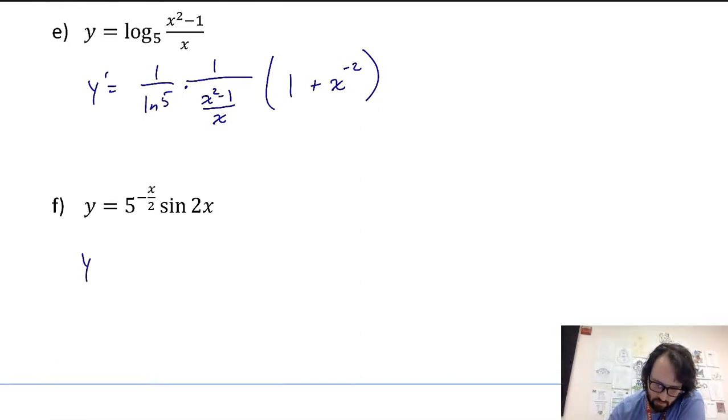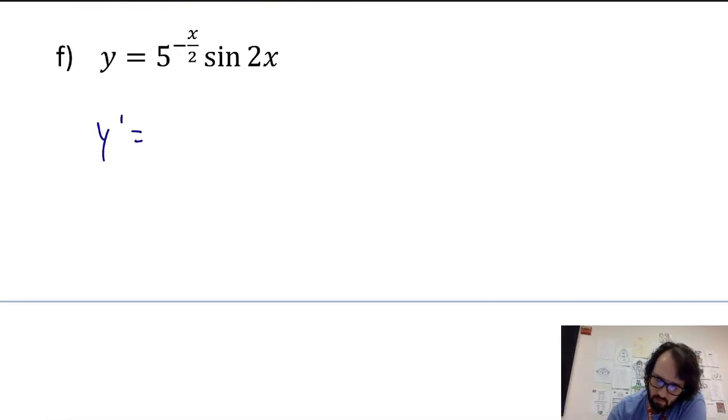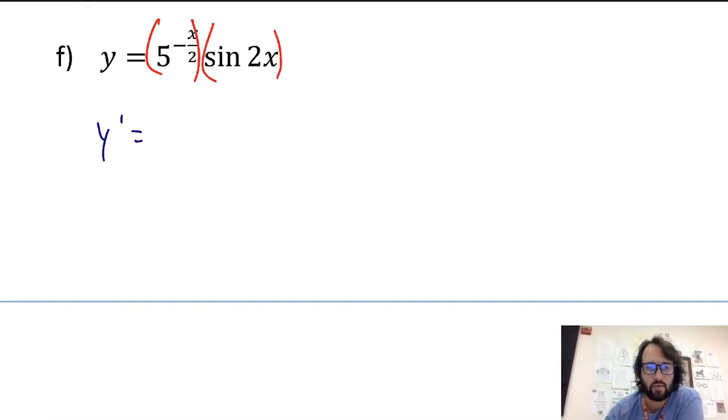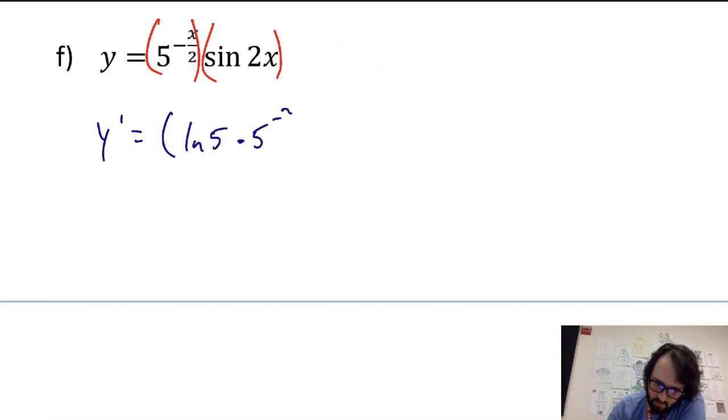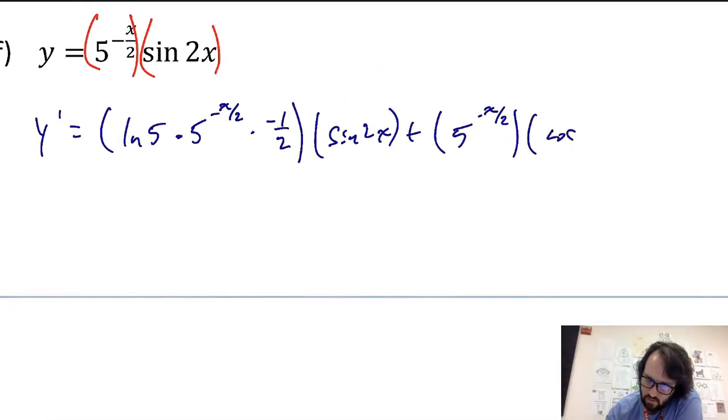Okay, so y prime equals, this is going to be a product rule first and foremost, because I have this times this, and then I will have to do the chain rule within those product rules. So I'm going to do the derivative of the first. So ln of 5 times 5 to the negative x over 2 times the derivative of negative x over 2, which would be negative 1 over 2, times the second, so sine of 2x, plus the first, times the derivative of the second, which would be cosine of 2x, times the derivative on the inside, which would be 2.